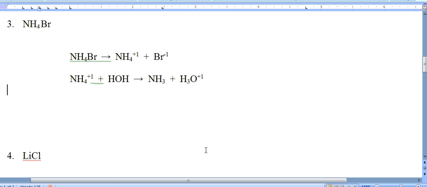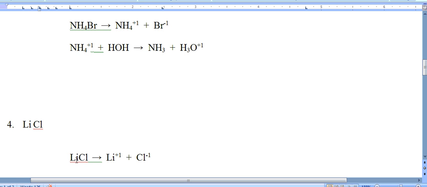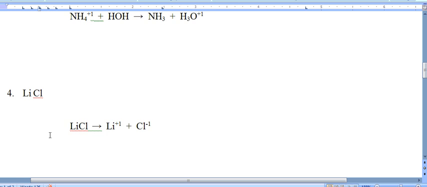In example number 4, we have lithium chloride. Lithium is a conjugate of a strong base. Chlorine is a conjugate of a strong acid. So this solution will dissociate 100%, but neither of these ions will do anything to water. Therefore, in this example, this salt will cause the water solution to remain neutral. Nothing will happen.